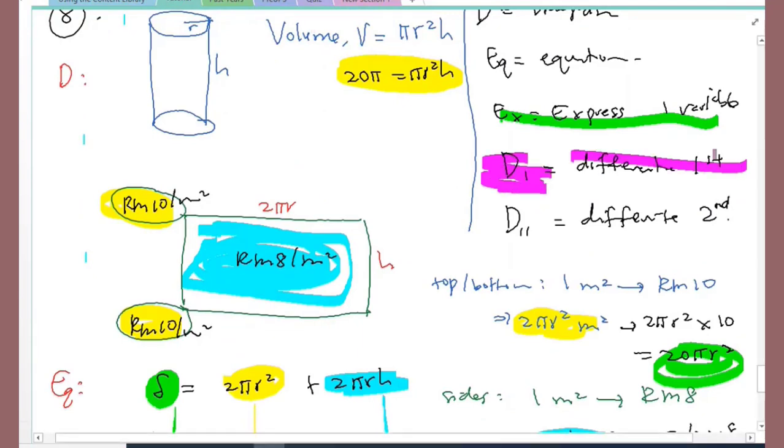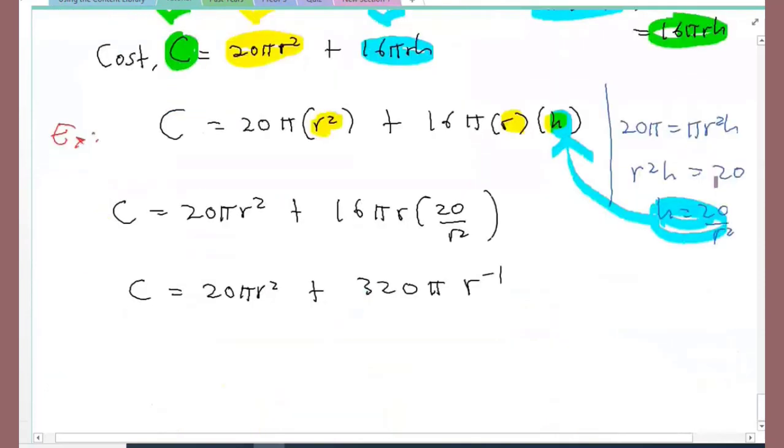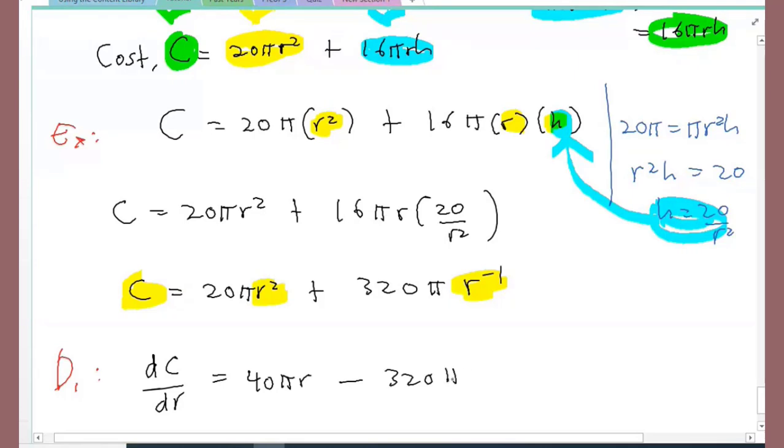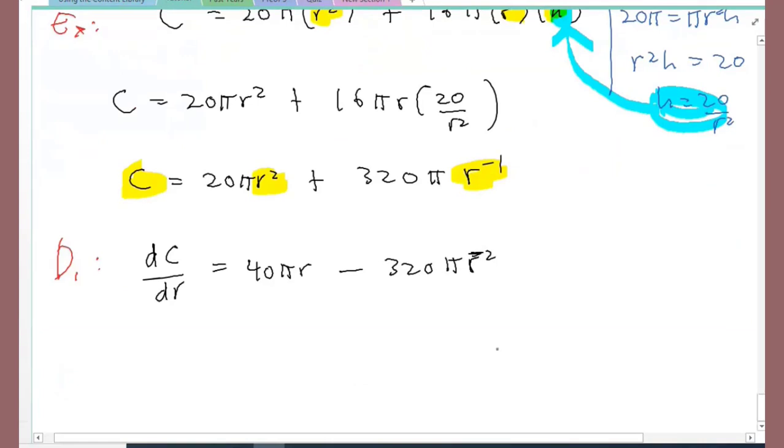Nak cari the value when that one is minimum lah, or maximum, same lah. You need to differentiate. Okay, so differentiate first derivative, differentiate this one with respect to the variable. So dC/dR is 40 pi R minus 40 pi R square. Negatif kan? Negatif. Okay. Is equal to 0.